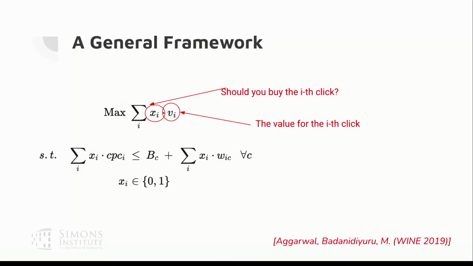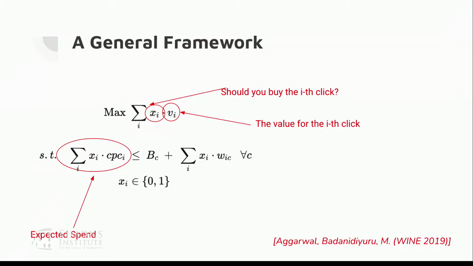So what are these different terms? I indexes all the different ad opportunities that this bidder could buy. XI says, should you buy the ith click or ith item? And VI is the value for the ith click. And then there are a bunch of constraints.